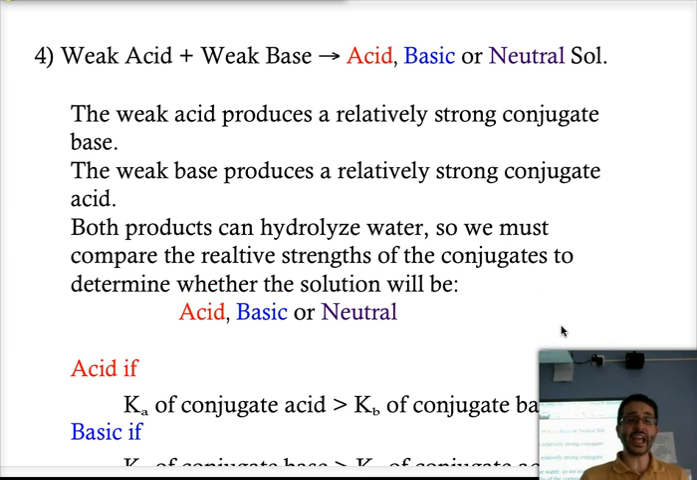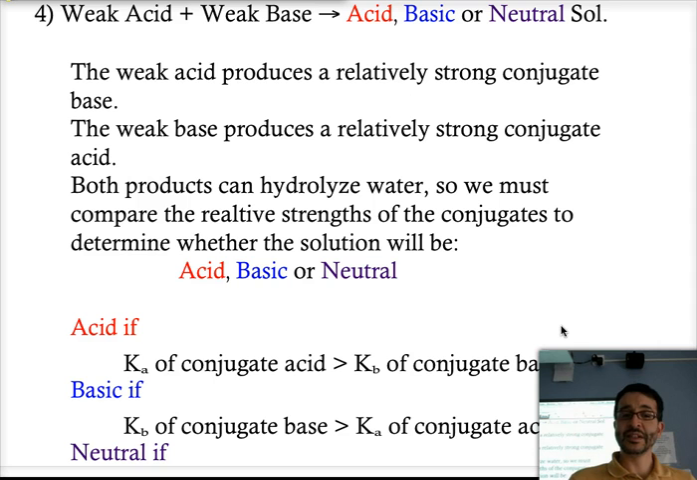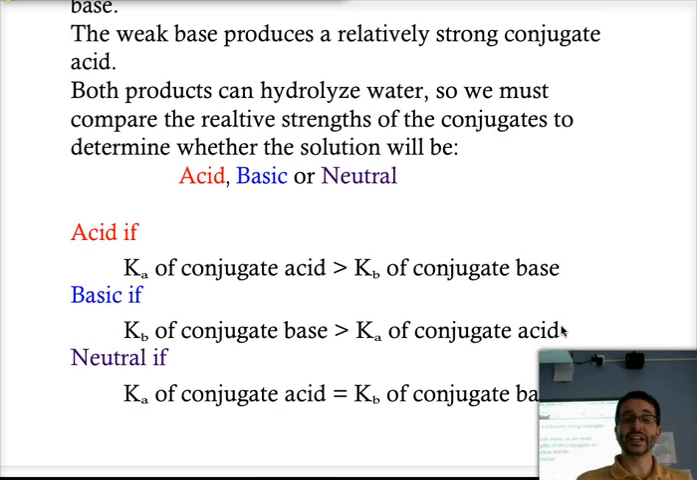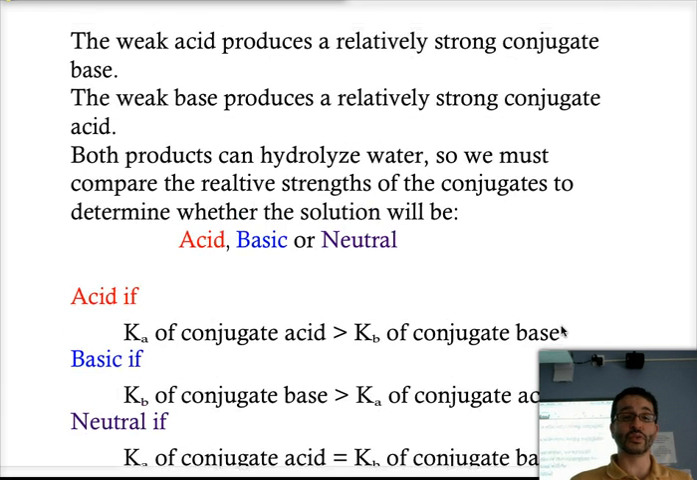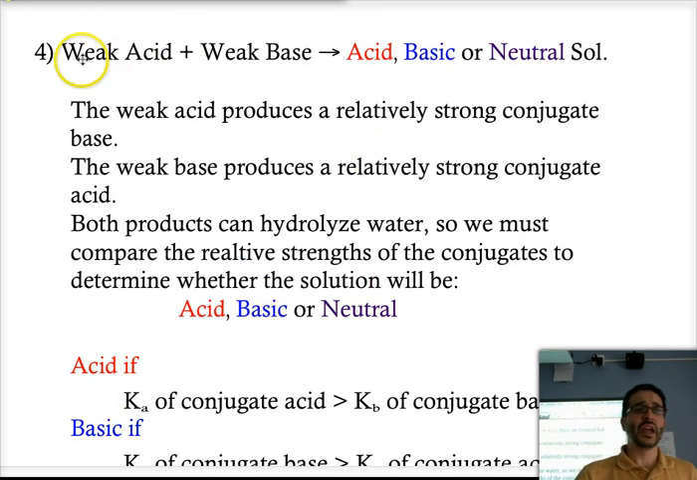But if the Ka of the conjugate acid is larger than the Kb of the conjugate base, the solution is going to be acidic. If the Kb of the conjugate base is larger than the Ka of the conjugate acid, the solution is going to be basic. And like I said, if the Kb and Ka are equal to one another, then the solution is going to be neutral. You could do it by just looking at the weak acid and the weak base. You don't even have to look at the conjugates.